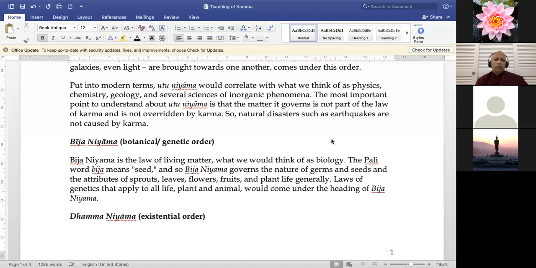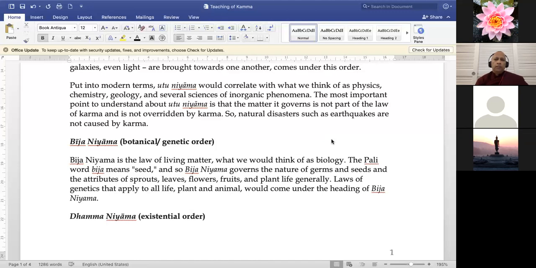Now, in Jainism, the bija niyama or genetic order falls within karma, and it is because of karma, that genetic order, botanical order, is governed by karma, because even trees and plants have a rebirth, reincarnation, they transmigrate. But the Buddha rejected the idea and said, no, trees and plants don't have a consciousness. While they are living, they have a life, they don't accumulate karma.